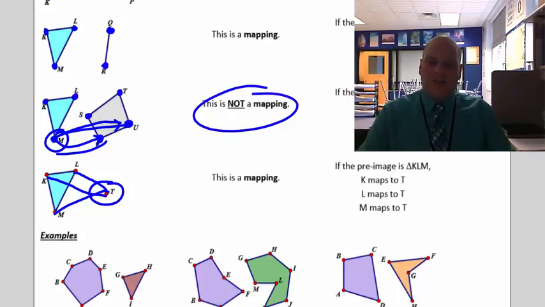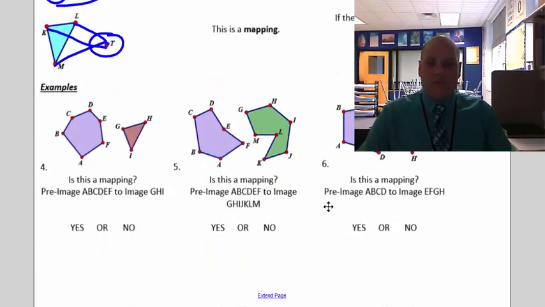All right, so I know that's a little confusing, but see if you can use the logic we just talked about there for a mapping and do these three examples. Determine if it is a mapping or not. Pause the video, come back.